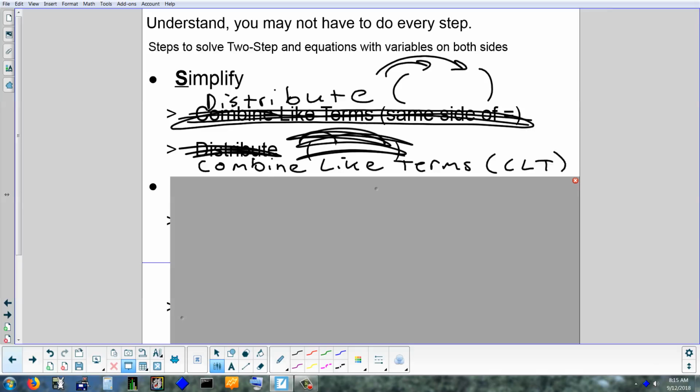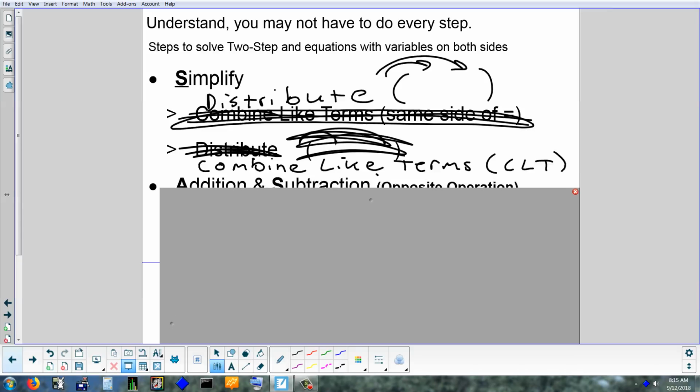Next thing is combine like terms, which we'll just abbreviate CLT in the future. So remember, guys, the big thing about combine like terms, they have to be on the same side of the equal sign. You can't combine them on opposite sides. That equal sign is like a brick wall. You can't go through that. All right? So they have to be on the same side and just add them and subtract them together, depending on what the sign says. So combine terms on the same side of the equal sign.